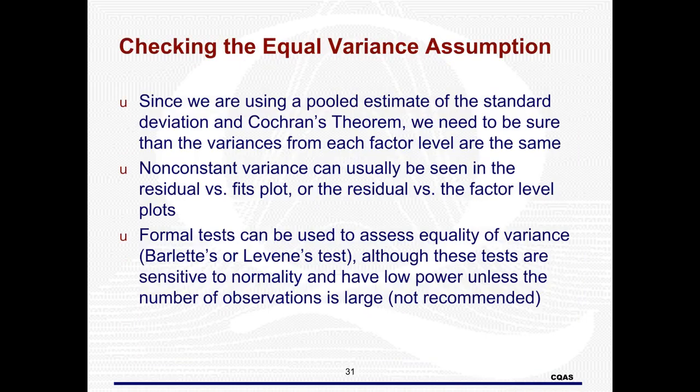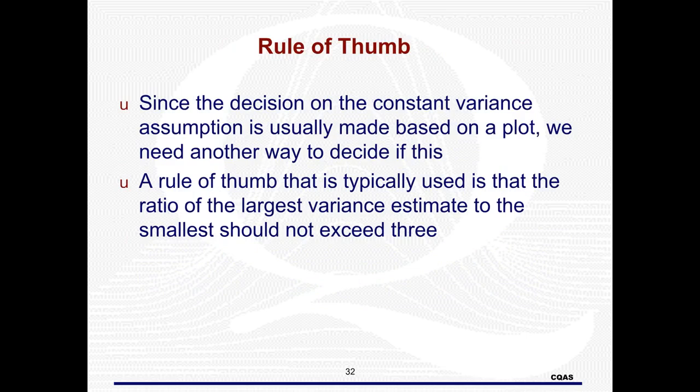Equal variance is required because we pool variance estimates. Funnel-shaped residual plots are a classic sign of trouble. Formal tests exist, but plots are usually more informative. If the largest variance is more than 3 times the smallest, that's usually unacceptable. This rule is simple, practical, and widely used.